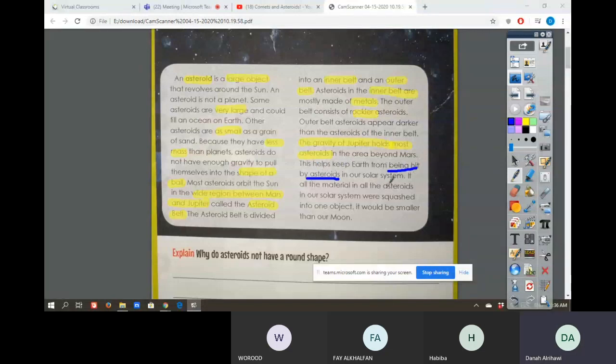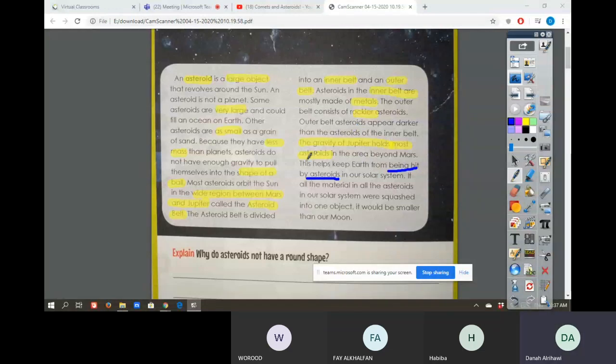If all the material in all the asteroids in our solar system were squished into one object, it would be smaller than our moon. So we said some of them are large and the others are as small as a grain of sand. So they have no special size. They have less mass. They don't have gravity. The gravity of Jupiter holds them in the belt. This belt is divided into the inner belt and the outer belt, and this is what we call the asteroid belt. Asteroids may hit other planets and objects in the sky and cause craters.